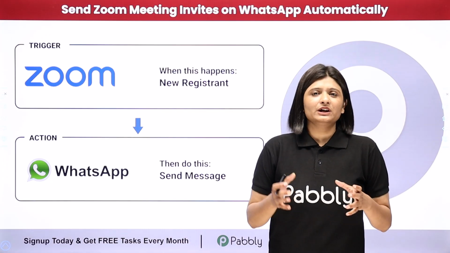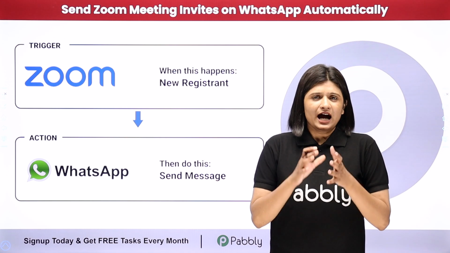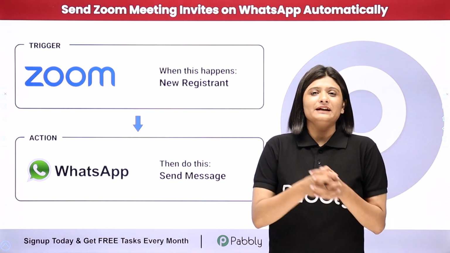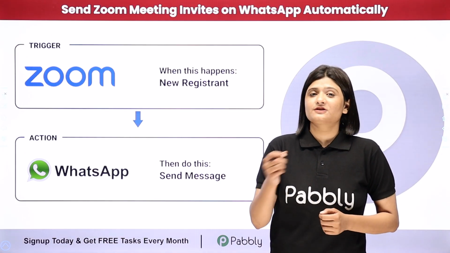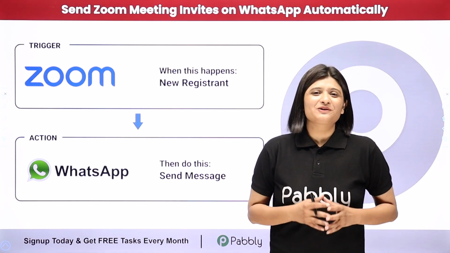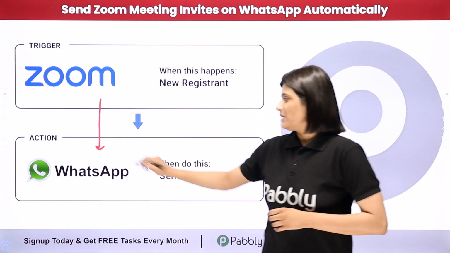Now doing this manually will consume a lot of my time, so I've completely automated this process, and to do this automation I'm going to use Pabbly Connect. So Pabbly Connect is an amazing automation and integration software which requires no coding or programming skills. Here I just need to build a connection between Zoom and WhatsApp Cloud API.